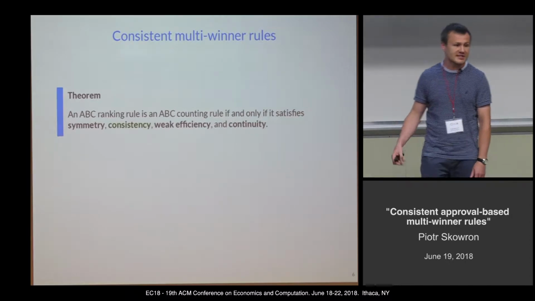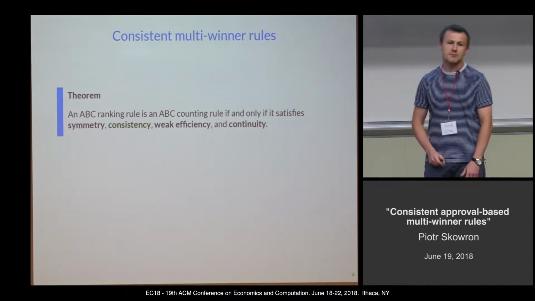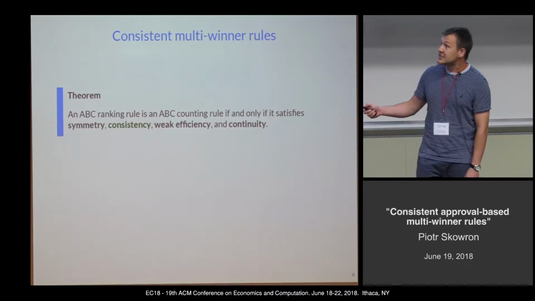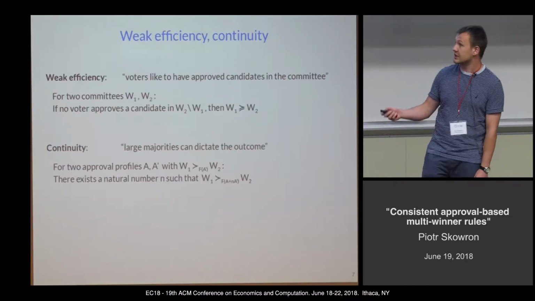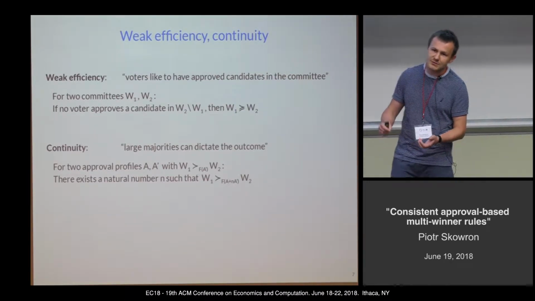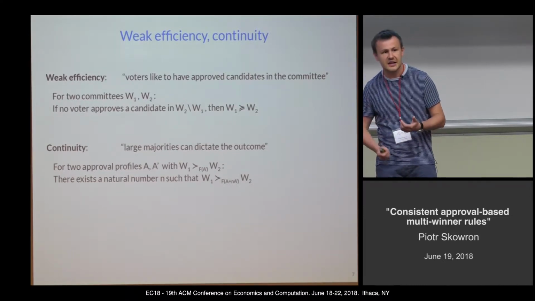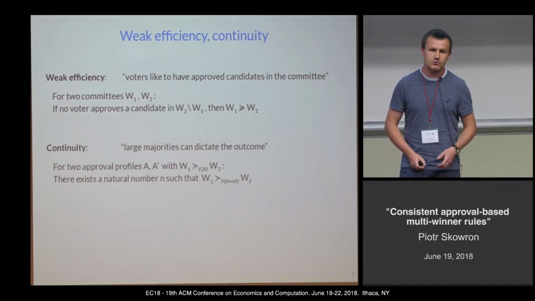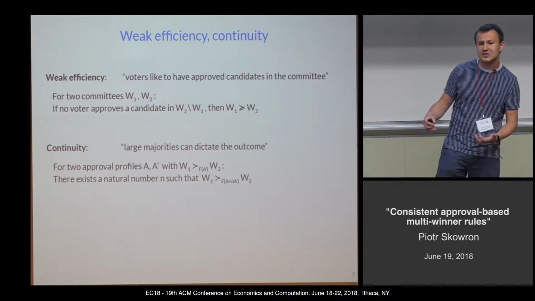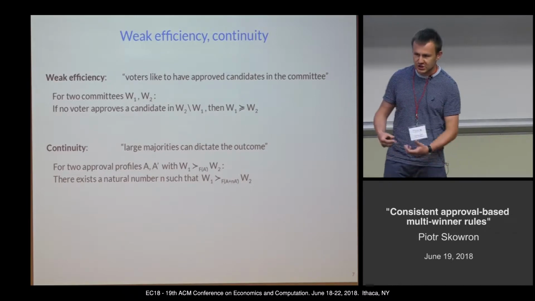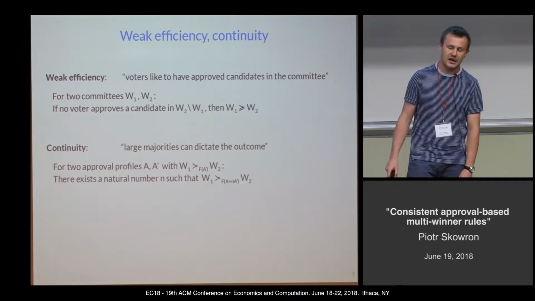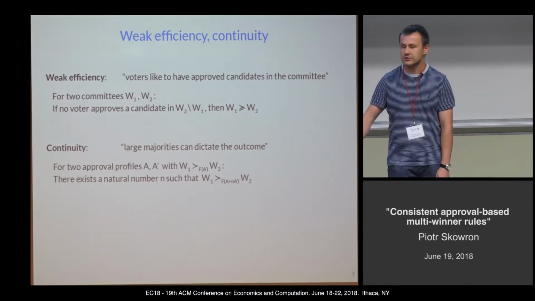Indeed, symmetry is satisfied by most of the reasonable rules, virtually any rule that is considered in the literature. Weak efficiency is a very weak axiom, and continuity is more technical. Formally, weak efficiency says that if we have a committee and we replace one member of this committee by a candidate that is not approved by anyone, then we do not get a better committee, which is very reasonable. And continuity is a technical axiom which says that if we clone a population of voters sufficiently many times, then this population eventually can dictate the decision.